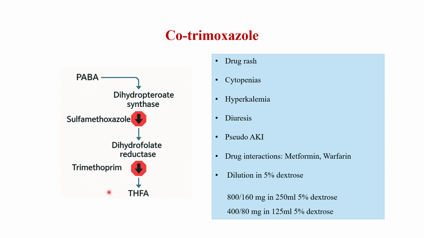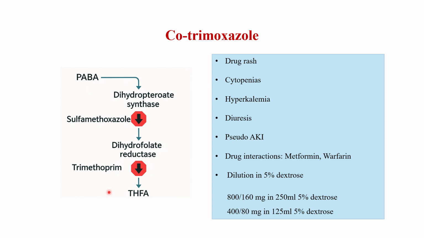Trimethoprim is nothing but a potassium sparing diuretic. So trimethoprim is basically a potassium sparing diuretic. It inhibits the aldosterone pathway. So it causes a little bit of hyponatremia, hyperkalemia, severe metabolic acidosis, and diuresis.